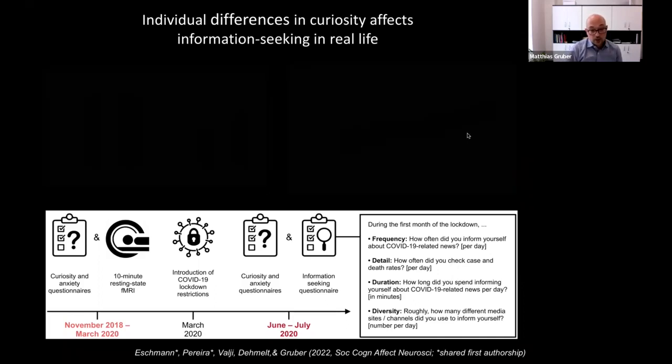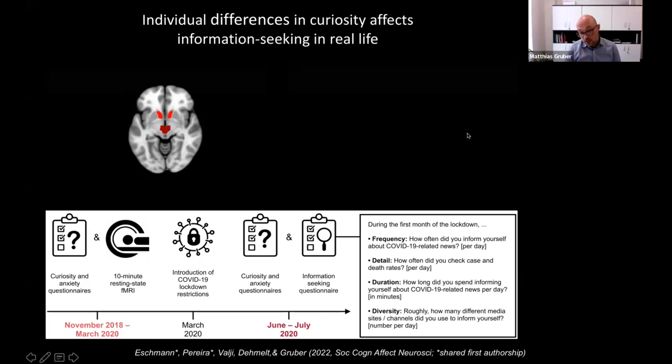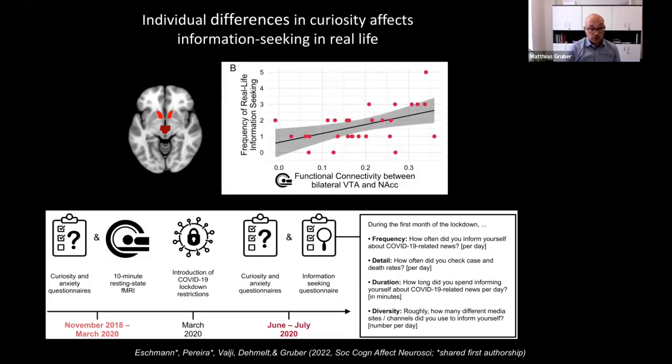And the key question now, looking at the brain circuits again, is that we did a very specific analysis on the two key regions that keep coming up in our studies that predict curiosity, the degree of curiosity states, but also these curiosity-enhanced memory effects. We found here a positive correlation. So functional connectivity between the VTA and the nucleus accumbens again predicted the frequency of real-life information seeking.